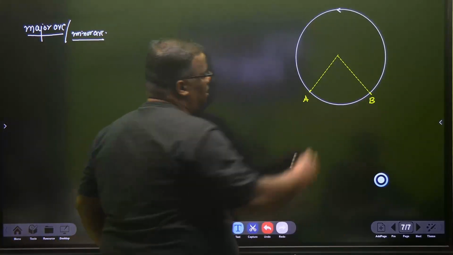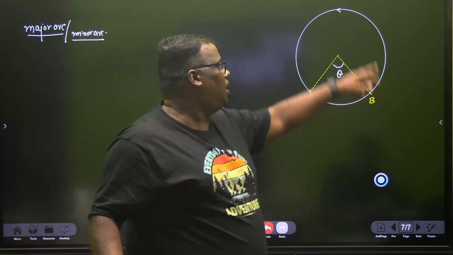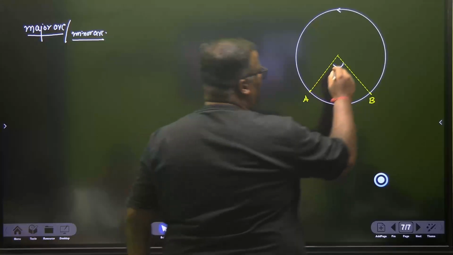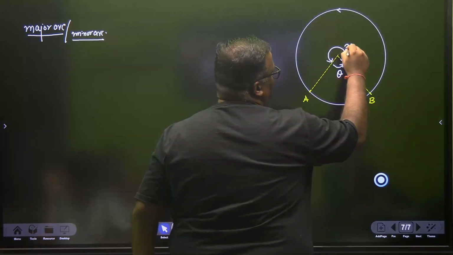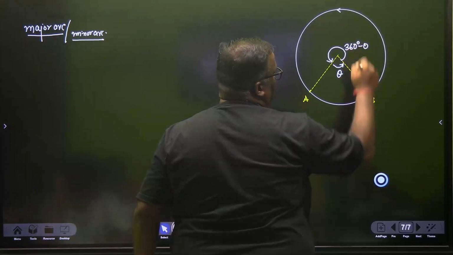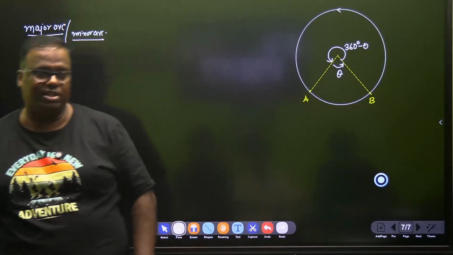Minor arc AB is subtending an angle how much? Theta. Therefore major arc BA is subtending what angle? Angles are always measured anti-clockwise. So this would be your other angle. So this will be 360 degrees minus theta. This is major arc BA, and that angle will be reflex.